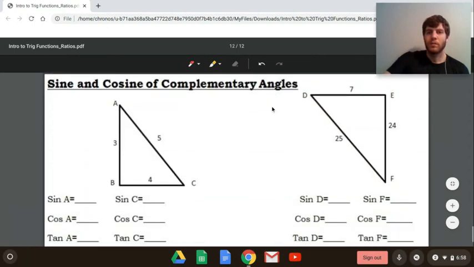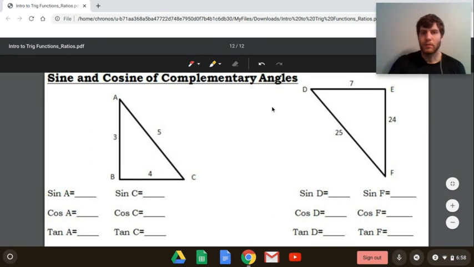But then the last thing I want to talk about are a couple of examples here. Okay, so we can actually go ahead and use it. So these are right triangles. So angle B should be a right angle, and angle E should be a right angle.